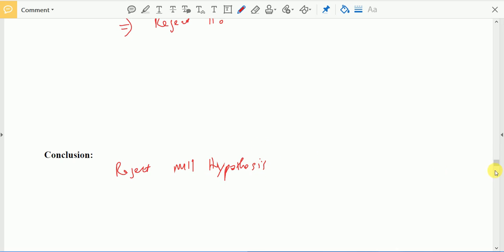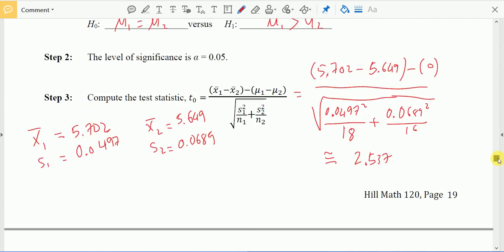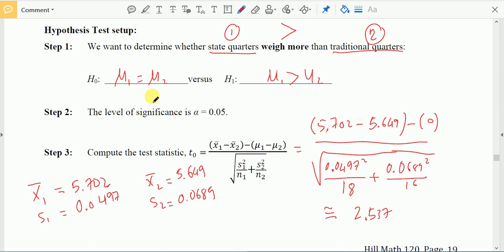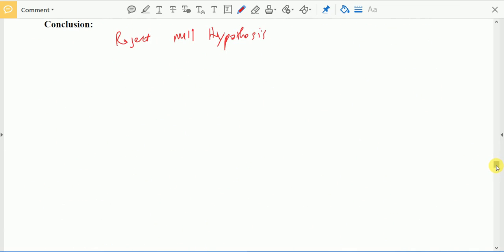And the null hypothesis says that the two means are equal, which is not correct, right? And we conclude that this one should be correct. So mu1 should be bigger than mu2. You reject the null hypothesis, meaning that mu1 should be bigger than mu2, or the state quarter should have a weight bigger than the traditional quarter.